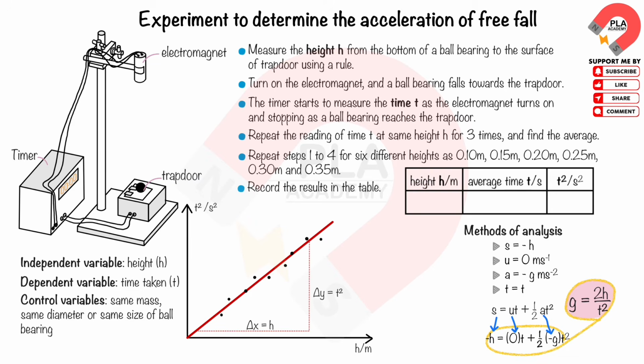From the graph, its gradient is change in y divided by change in x, which is t squared divided by h. We rearrange the equation to get h over t squared, which is 1 divided by gradient. We substitute this equation into this equation. We get g is 2 divided by gradient.